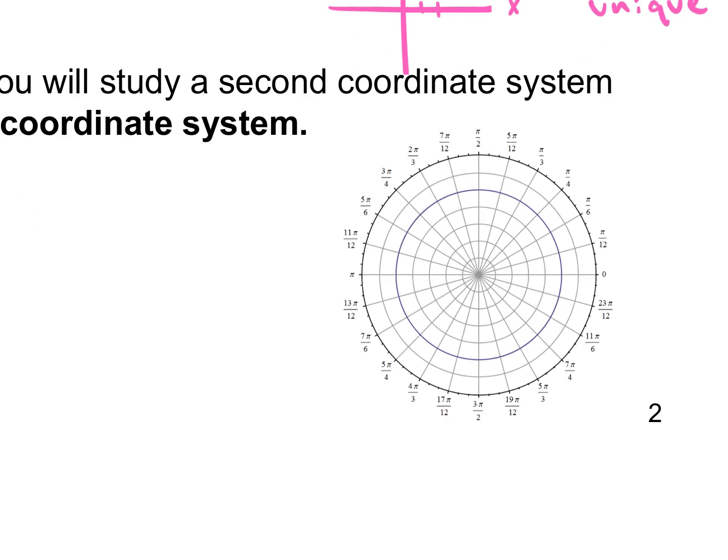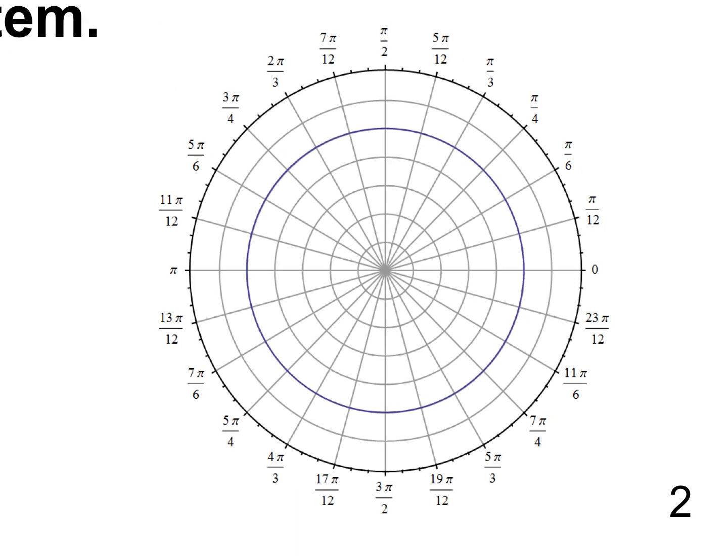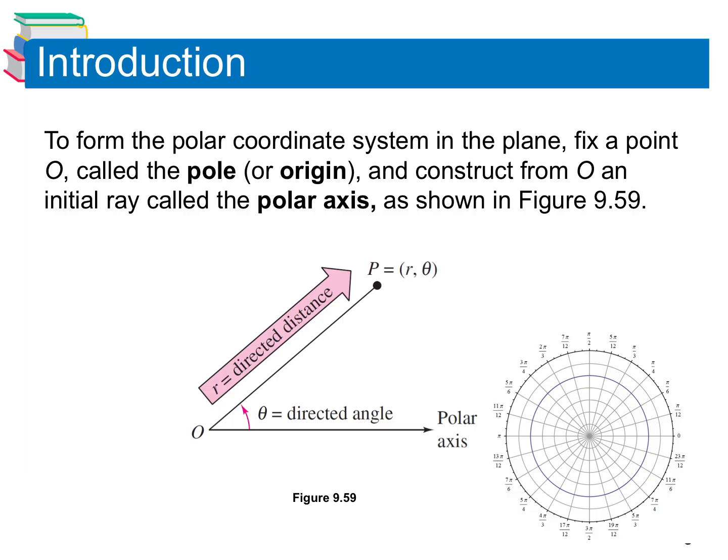So this is what a polar coordinate system looks like. It almost looks like a unit circle. So we're bringing back radians. We're going to be graphing with them. So to form the polar coordinate system in the plane, we fix a point O called the pole. The pole is the origin. So the very center, or origin, is called the pole. And we construct from O an initial ray called the polar axis, as shown in the figure.